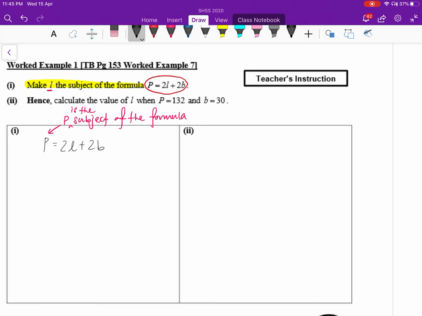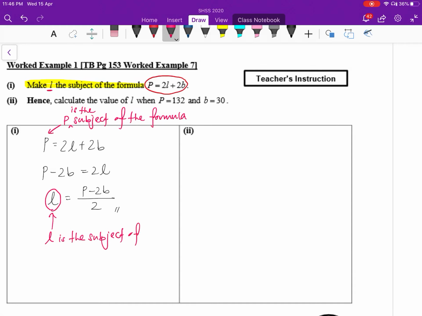Okay, bring the plus 2B over, and you will have P minus 2B equals 2L. If I just want L, that would be P minus 2B over 2, and I'm done. See, L is on this side now. So now L is the subject of the formula. That's all. Alright, simple enough.